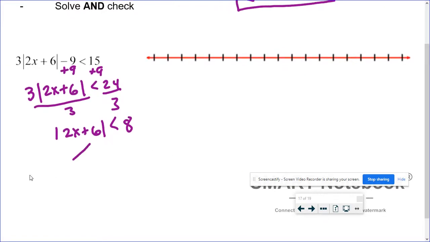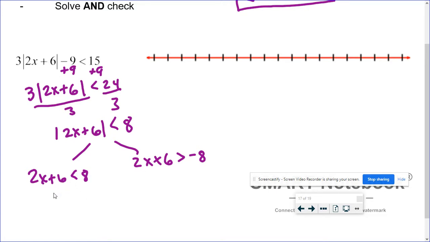All right, so 2x plus 6 is less than 8, and 2x plus 6 is greater than negative 8. Right? I think once you get comfortable with this, the most common mistake I see is people trying to split an equation or an inequality before you have the absolute value bars isolated. That needs to happen first.